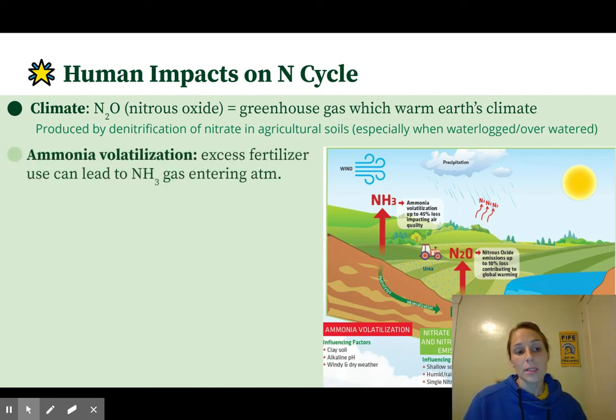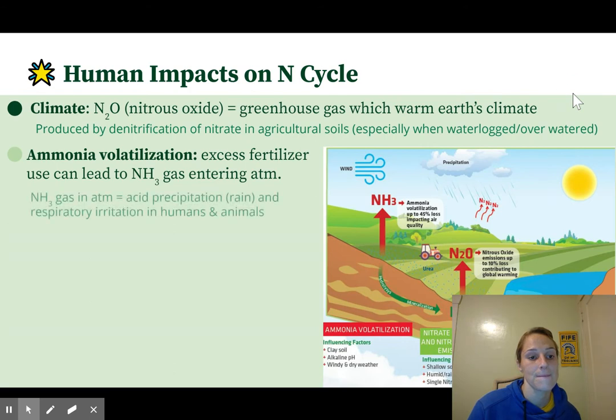And we have this process called ammonia volatilization. This is where you have excess fertilizer, which can lead to ammonia gas entering the atmosphere. If you look at this picture here, when you have way extra fertilizer that's not being taken into the soil or by the plants, it can become volatilized where it then ends up going into the atmosphere. And you're going to get ammonia in the atmosphere, and ammonia in the atmosphere gives us not so great air quality.